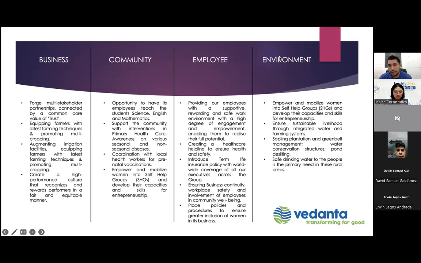And for the environment, they try to ensure sustainable livelihood and farming systems. They always bring technology to these communities for improving their life. Sometimes the only thing that they have to work with is farming, so that is a big thing for all the communities that they are working with.